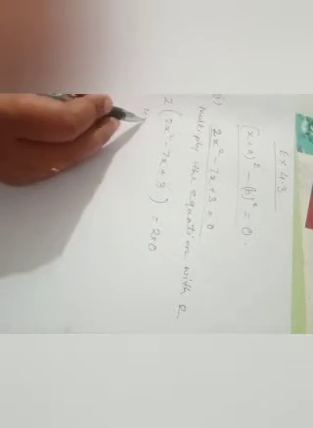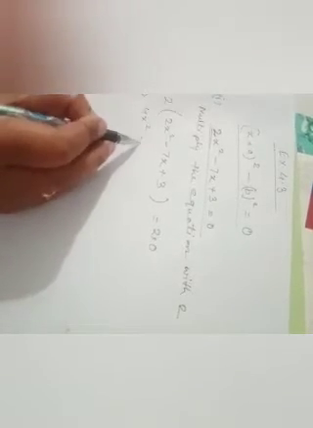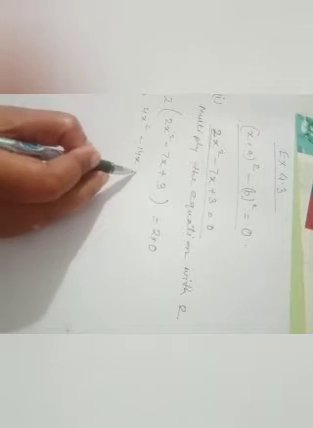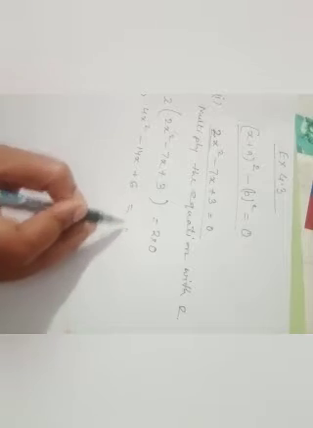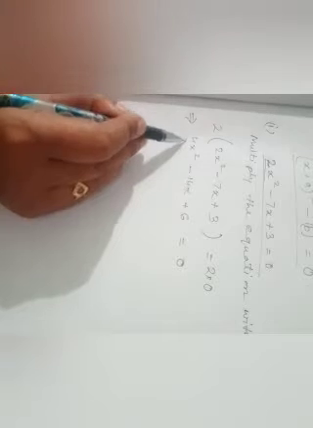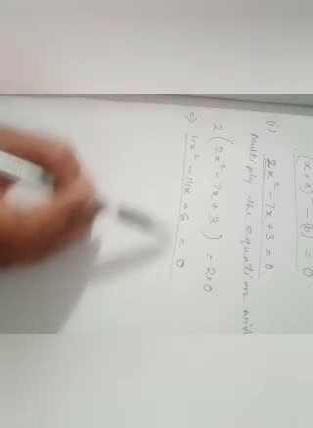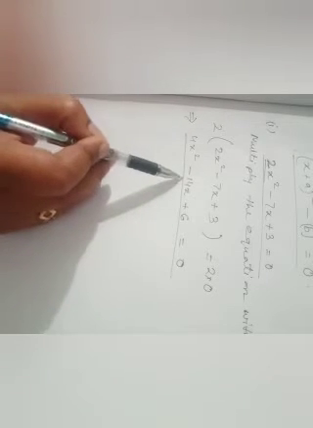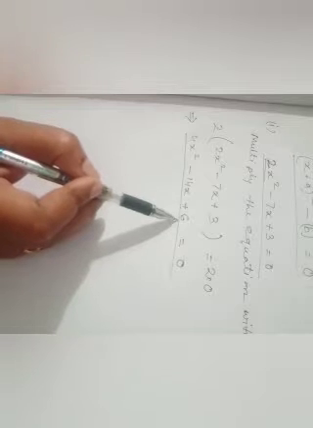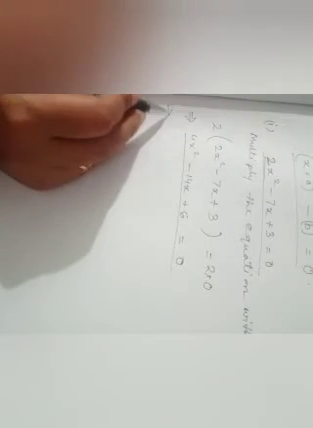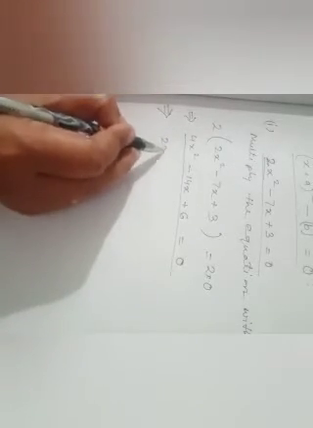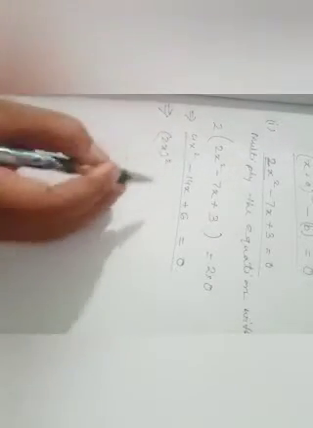We get 4x square minus 7 2s are 14x plus 6 is equal to 2 zeros are 0. So we get a new equation: 4x square minus 14x plus 6 equal to 0. Now let's solve. Now 2x whole square will become 4x square.